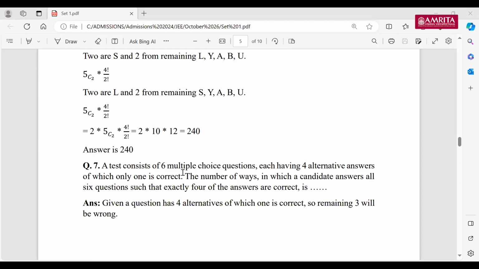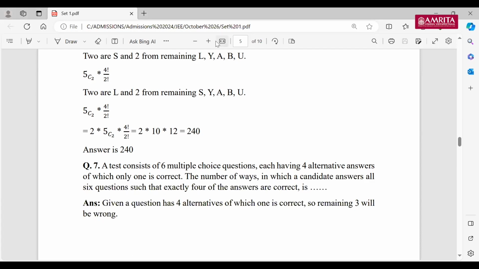A test contains 6 multiple choice questions, each having 4 alternative answers, of which only one is correct. So it's a single option, single one is correct of all the 4 options. The number of ways in which a candidate answers all 6 questions such that exactly 4 of the answers are correct.